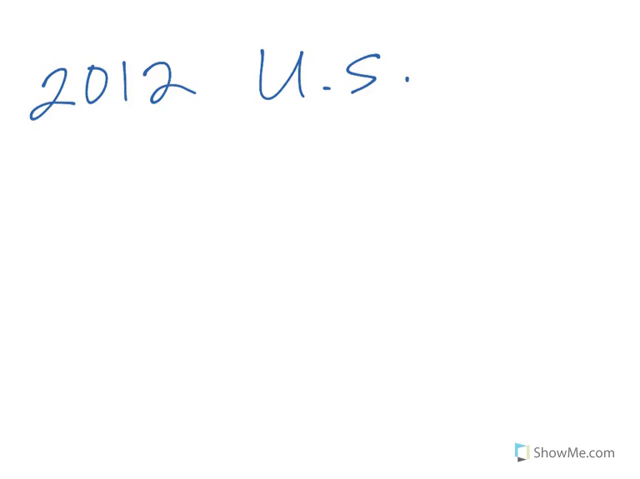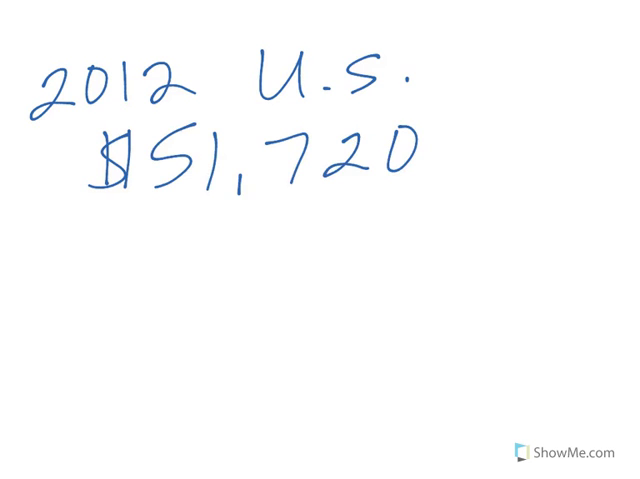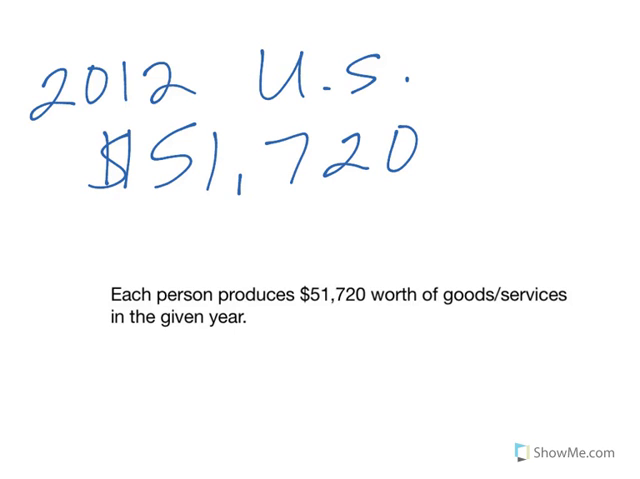So at the bottom of page 34, you'll see that in 2012, the U.S. had a GDP per capita of $51,720. What does this mean? Okay. So in the U.S., what does it mean? It means each person, every person produces $51,720 worth of goods or services in the given year.